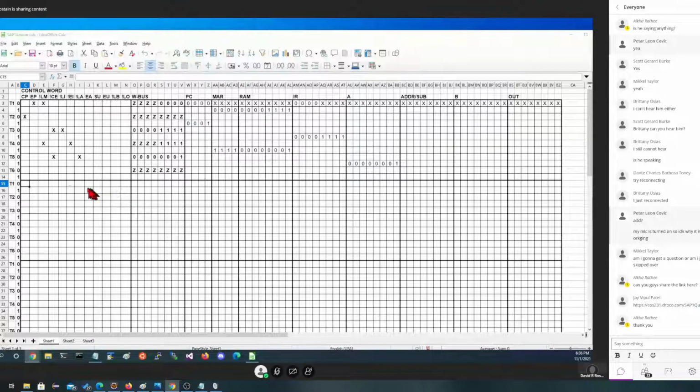During T1, what signals are asserted? Raise your hand if you know. Patricia? EP and LM. Okay, EP, LM. What is going to be on the bus at this point? Raise your hand if you know. Who now? Z, Z, Z, Z. I mean, 4 Z's and 4 zeros.